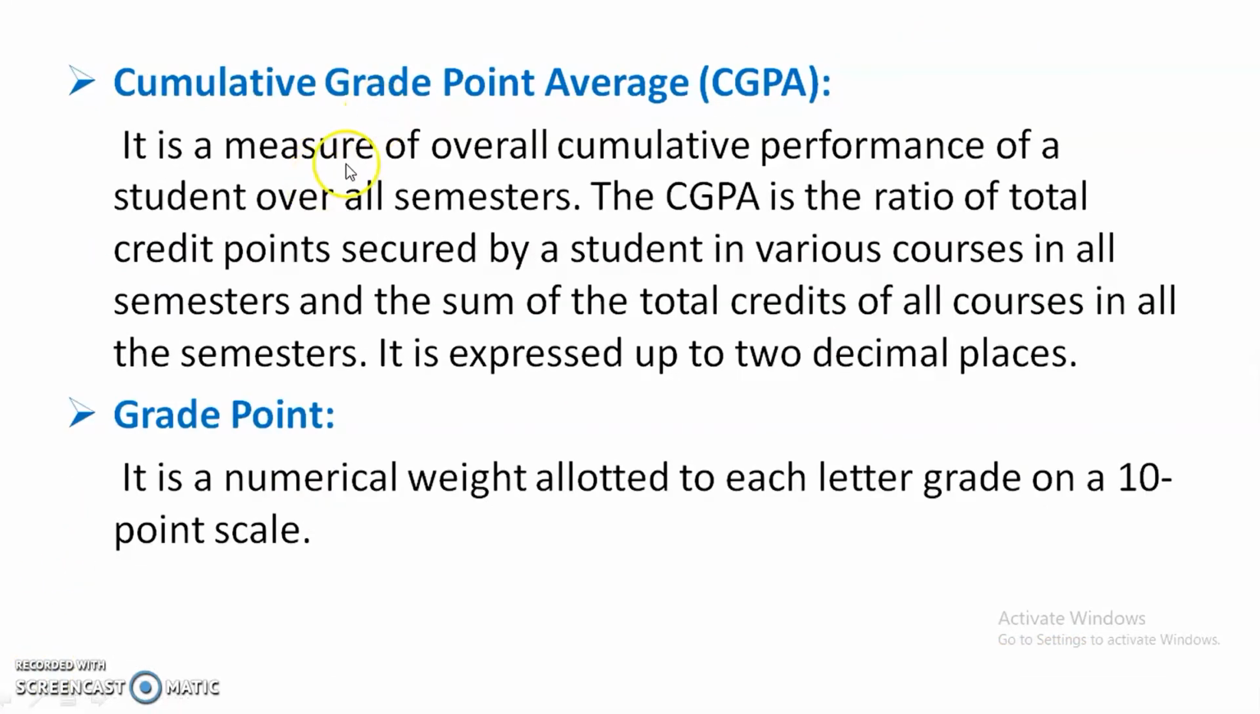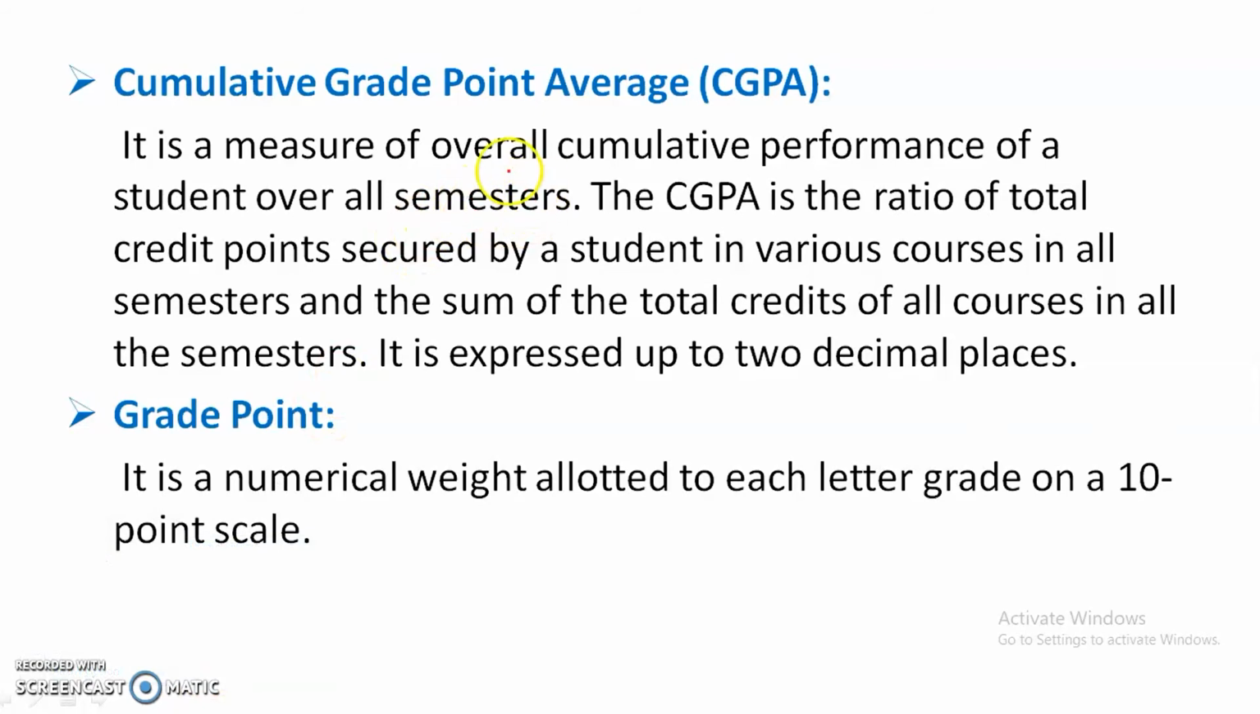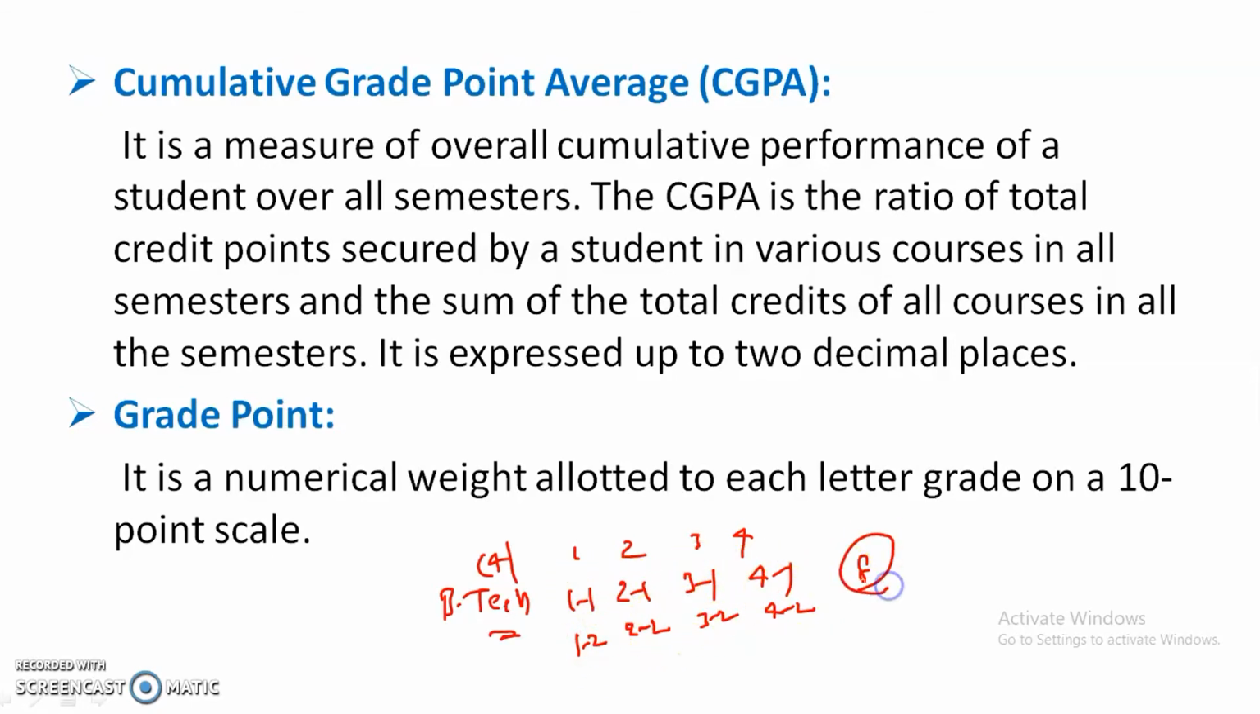And the next one is the cumulative grade point average. So what is it? Let's take any one program. I am taking the BTech program. It is a total 4 years of program. So 4 years of program means first year, second year, third year, and final year. First year first semester, first year second semester, second year first semester, second year second semester. So just like 3-1, 3-2, and 4-1, 4-2. So total how many semesters are there? 1, 2, 3, 4, 5, 6, 7, 8. Total 8 semesters are there.